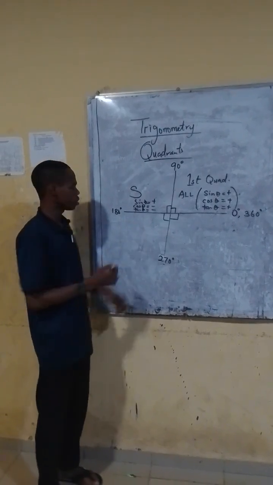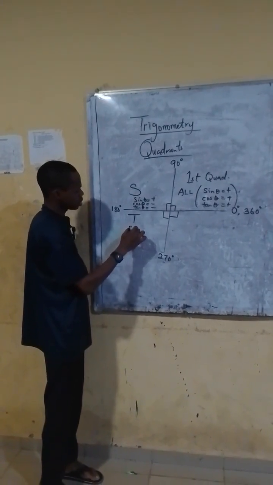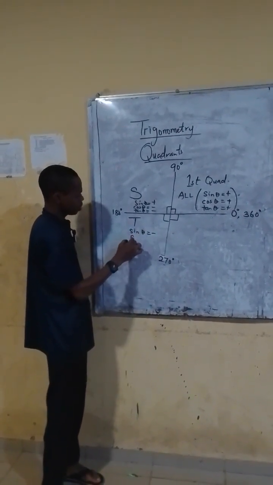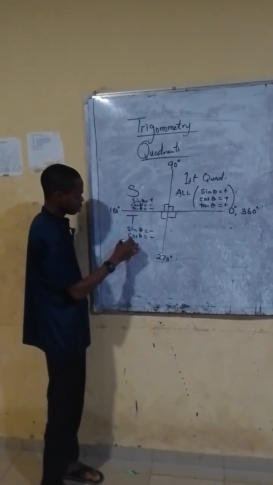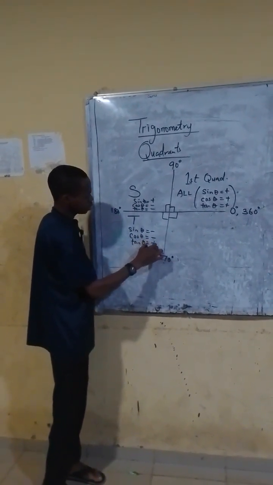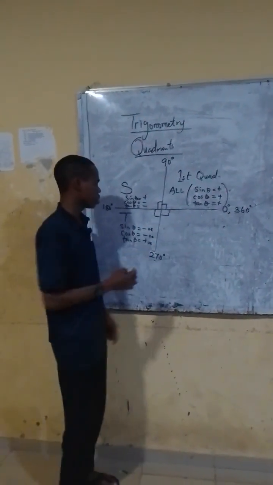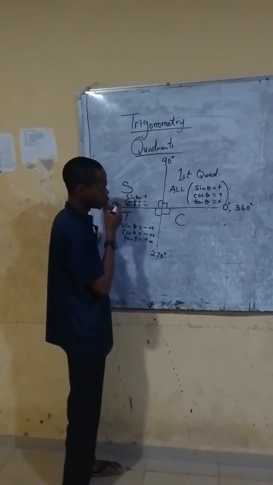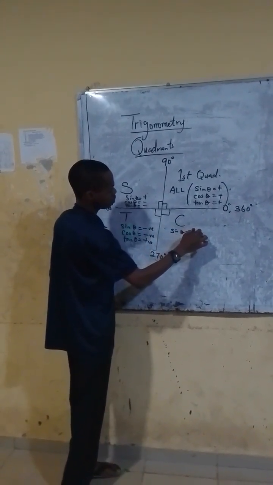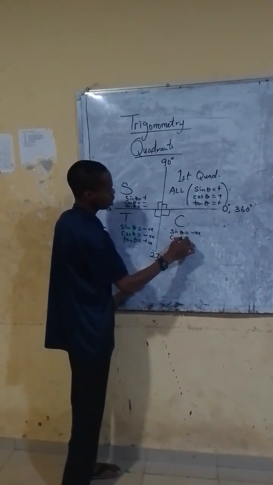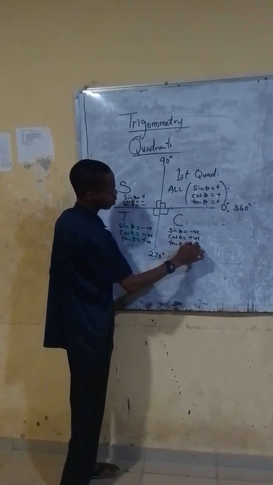Then for this third quadrant, we have only tan is positive. That is, sine theta is negative, cos theta is negative, and tan theta is positive. And then for this fourth quadrant, we have only cos to be positive here, which means sine theta is negative, cos theta is positive, and tan theta is negative.